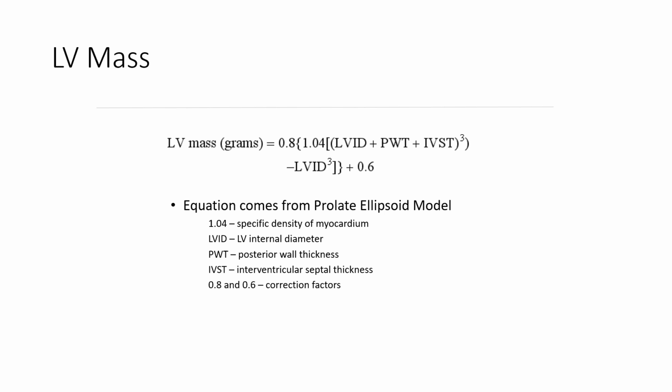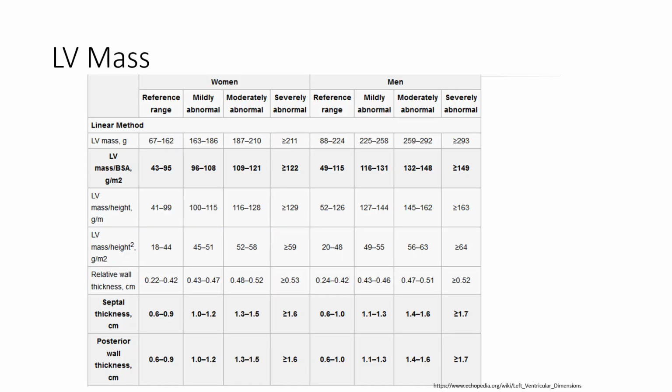LV mass can also be used to estimate whether you have a hypertrophied ventricle, and the measurements that you get from before can be plugged into this equation. And there are, of course, normal values as well. Once again, you can index this to BSA. And we won't go into a whole lot of detail here. It's mostly to point out that this exists.